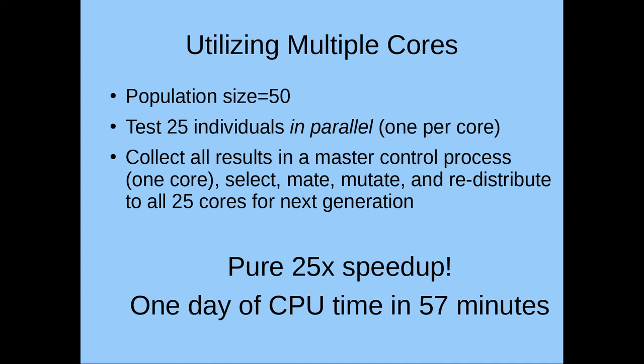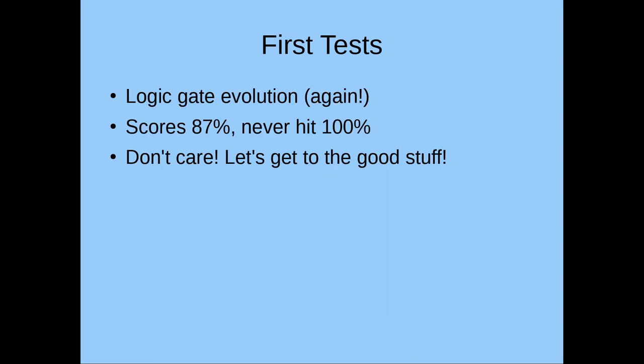Highly parallelizable. So what I used to take an entire day of CPU time to do, which was one generation, I could do in less than an hour. So I could evolve 25 generations a day, 50 generations in 2 days. That was doable. So I was back on the air and I could do some experiments. So I tried evolving logic gates, and I got about 7 out of 8 of my tests to work. Couldn't get perfection, but I decided I don't care.